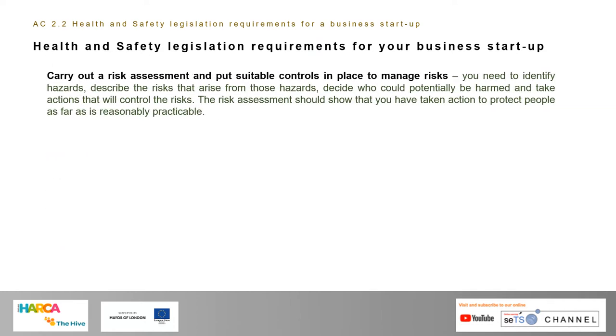Carry out a risk assessment and put suitable controls in place to manage risks. You need to identify hazards, describe the risks that arise from those hazards, and decide who could potentially be harmed and take actions that will control the risks. The risk assessment should show that you have taken action to protect people as far as reasonably practicable.